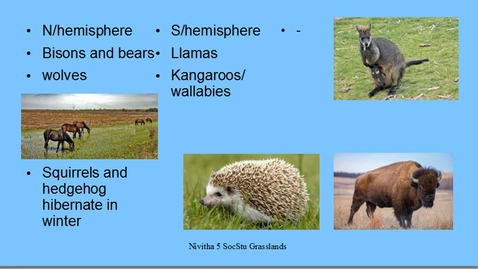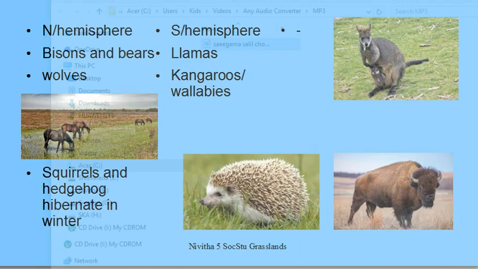These are the bisons. What you see here is the bison. Bisons and grizzly bears are found in the northern hemisphere. Then, among the wild animals, you find wolves. Why? Because the ecosystem says the leaf will be eaten by the herbivores and there will be carnivores who will eat the herbivores, and that is how the balance in the food chain is maintained. You also find squirrels, hedgehogs, etc., who hibernate in winter. In the southern hemisphere, you mostly find llamas, kangaroos and wallabies.